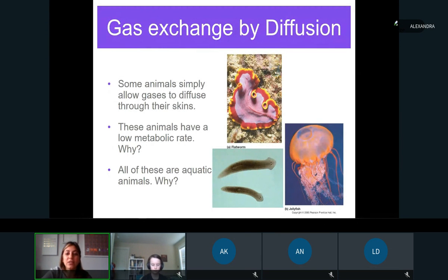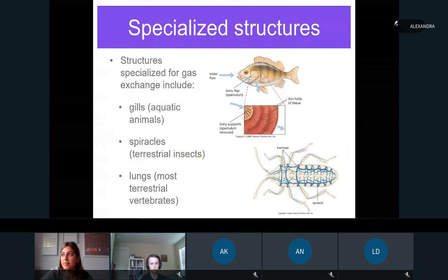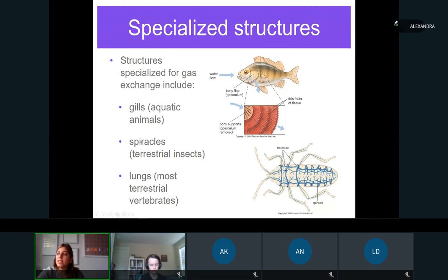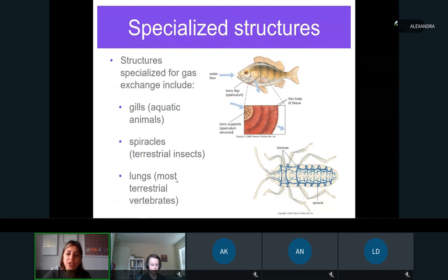So we're going to talk about specialized structures that are found in animals, or in fish specifically. There are different types of systems and different structures that specialize with the type of organism, and that's going to determine how we get oxygen into our bodies. So the structures specialized for gas exchange, and these are the 3 that you're going to want to remember. You're going to want to write these down.